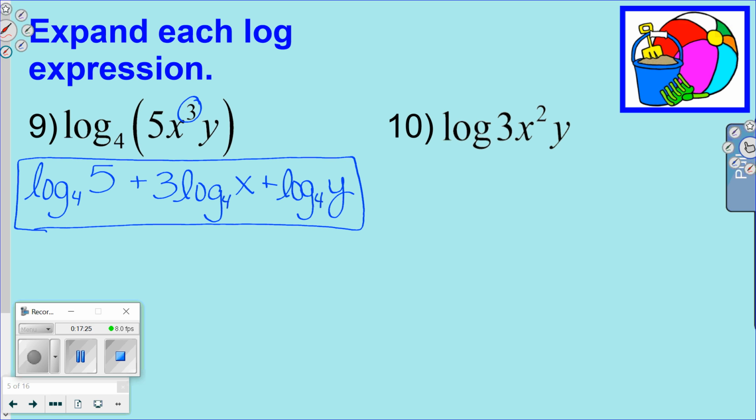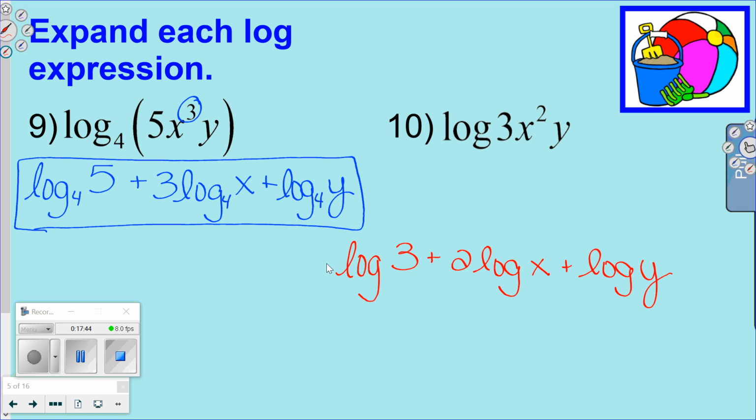All right, how many times did you write the word log? 3 times. What's the base number? It would be 10. So I can write log of 3 plus 2 log of x plus log of y. That's what it should look like. And none of them actually simplify because the base number is a 10. So it's asking 10 to what power equals 3. It's not a nice one. And the other ones have variables. So I can't go any further. Questions so far?